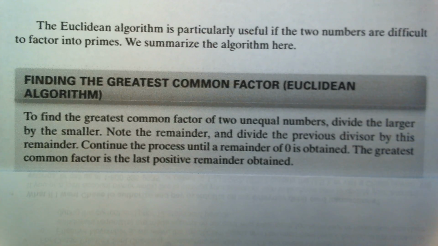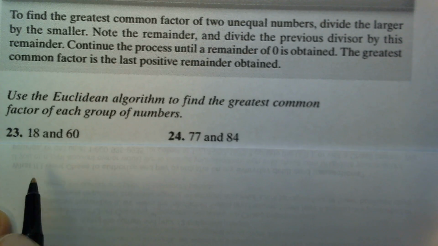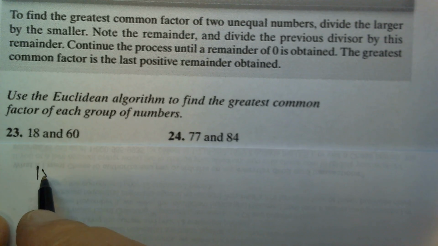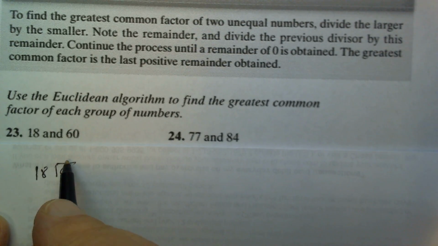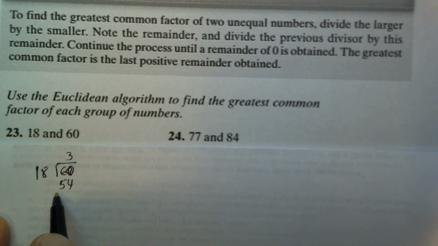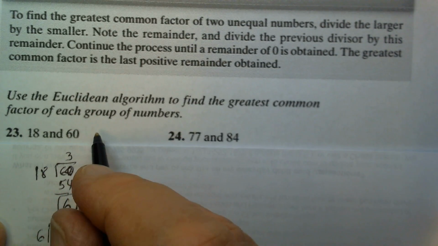Let's do some examples. So following the directions, we divide 18 into 60. So 18 divided into 60 is equal to 3, and 3 times 18 is 54. So the remainder is 6. And now we divide the previous divisor, 18, by 6. That's equal to 3. And 3 times 6 is 18. So now the remainder is 0, which means that 6 is the greatest common factor for these two numbers.